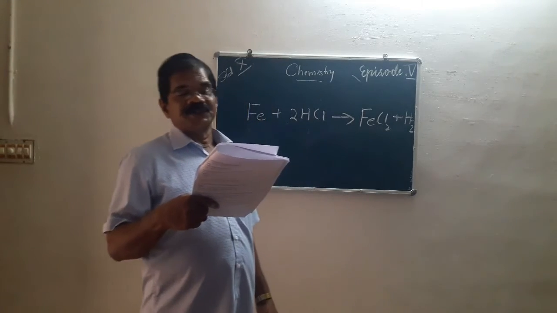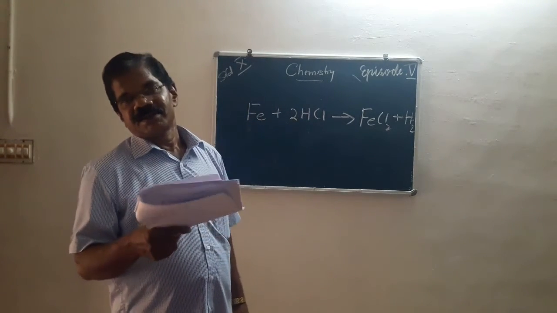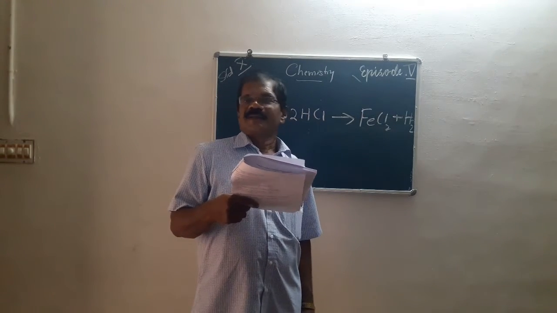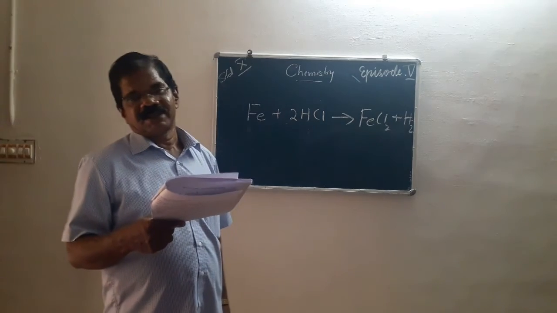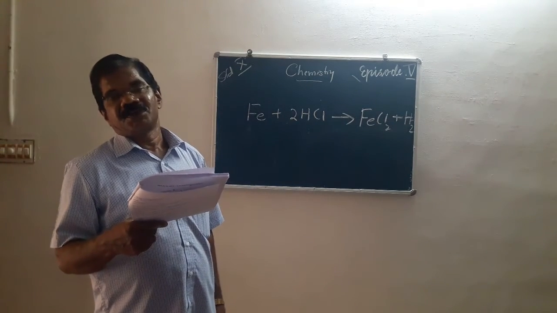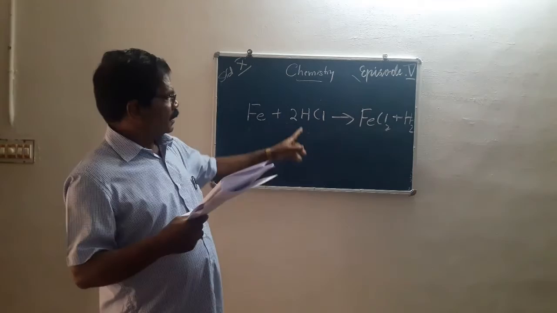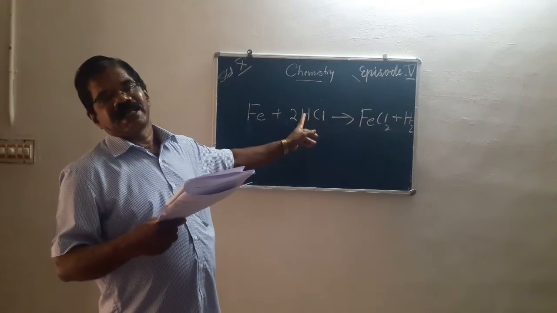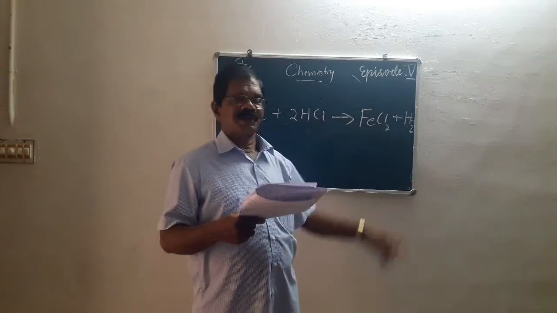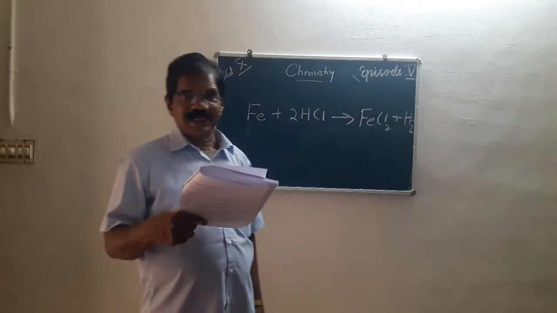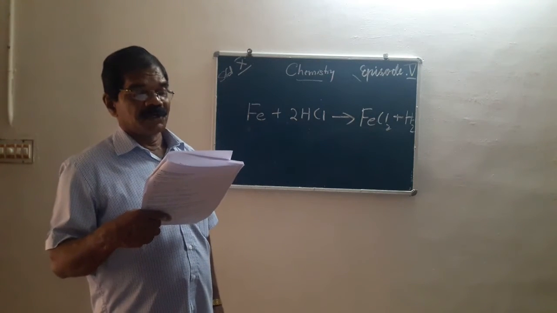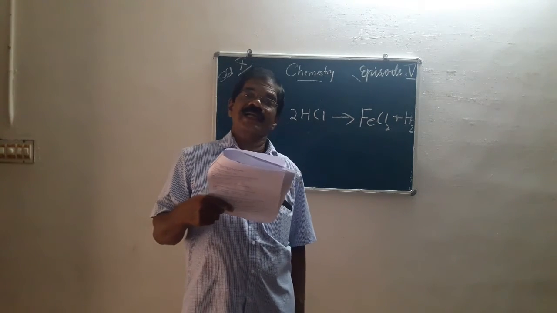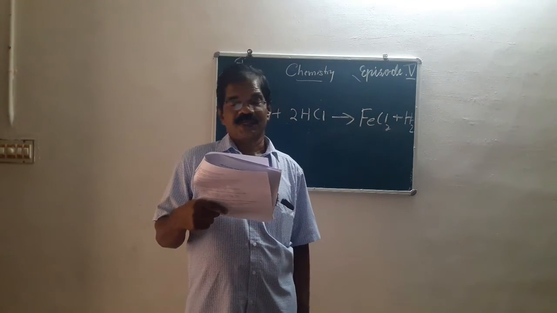Why should the equation be balanced? According to the law of conservation of mass. What does the law of conservation of mass say? Matter can be neither created nor destroyed. The mass of the atoms taking part in the reaction must always be equal to the mass of the products. So according to the law of conservation of mass, matter can be neither created nor destroyed.